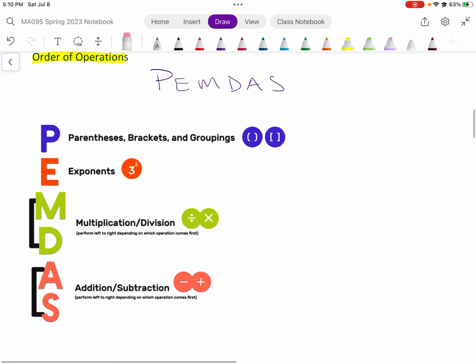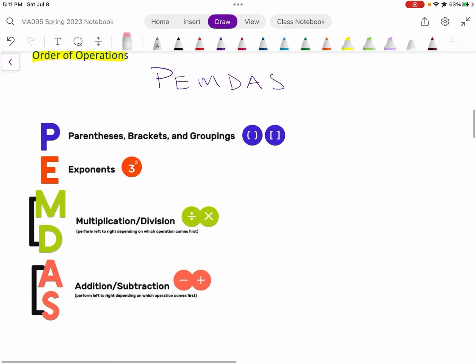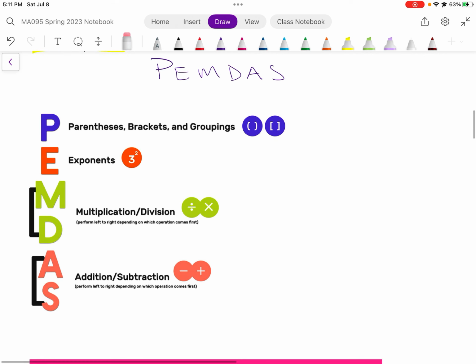All right, so this means we're going to do parentheses first, any sort of parentheses, brackets, and grouping symbols. And there's other grouping symbols we're going to talk about throughout the semester, which I'm going to introduce one down below. And then we're going to deal with exponents. That's the second thing you deal with. So simplify inside parentheses first, if anything can be simplified. Then deal with the exponents. Then do multiplication and division left to right.